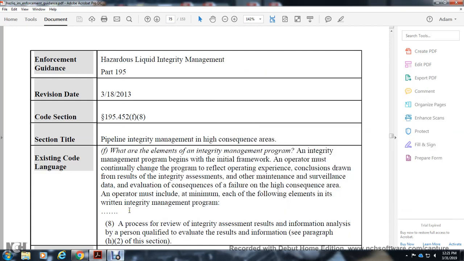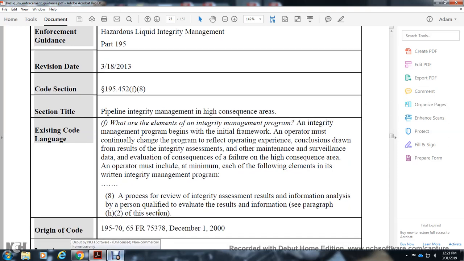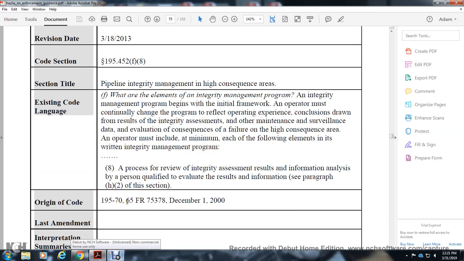A process for the review of integrity assessment results and information analysis by a person qualified to evaluate the results of the information received. Paragraph (h)(2) of this section. Origin: code 157.5, Federal Register 75378, December 1st, 2000.